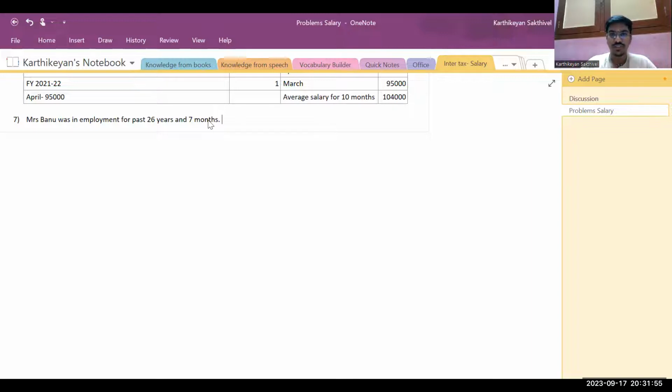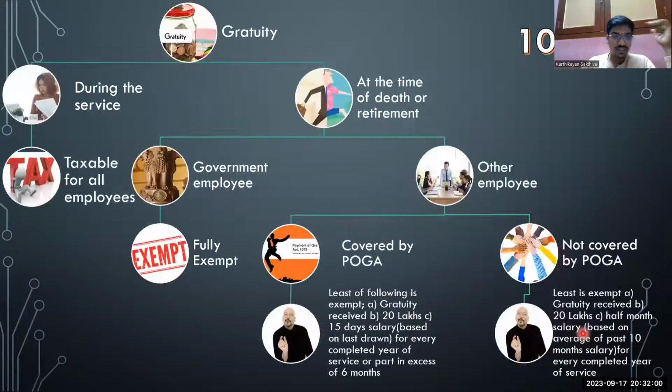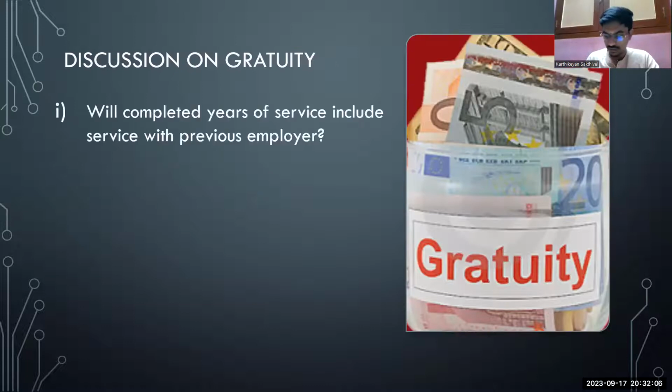Else we'll do one thing. We'll just finish that and we'll come back here. So as far as the gratuity part is concerned, we just need to have some discussions before going to the further steps. So assume, for example, do you today see any person who is employed with a single employer for his entire life?